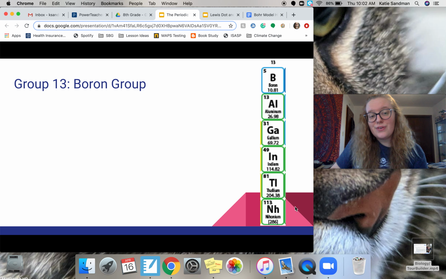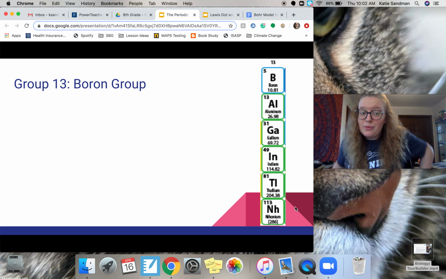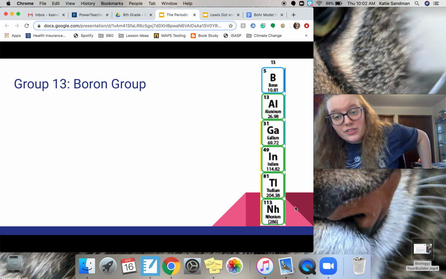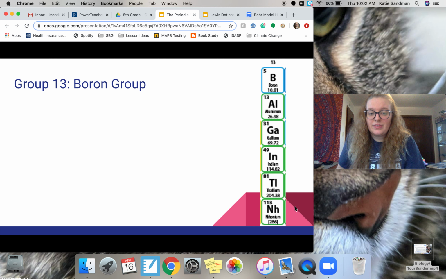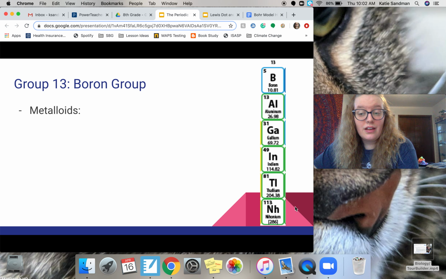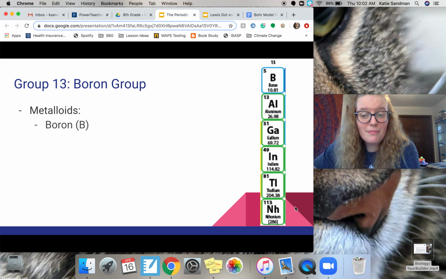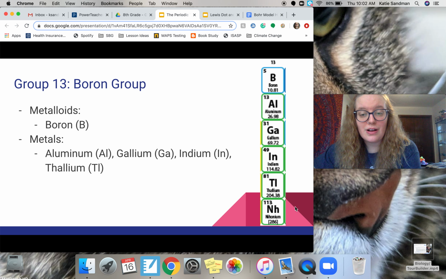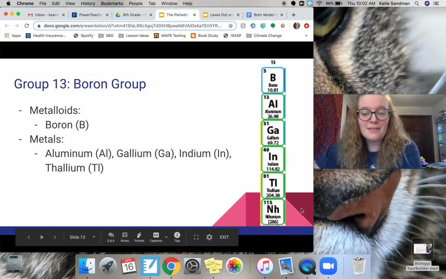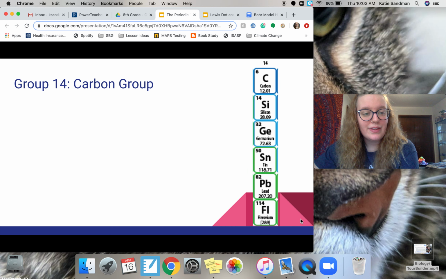Alright, these next few groups are going to be named after the element that first shows up in that group. So group 13 is also just called the boron group, because boron is the first element that appears in that group. In this group, this is where we start to see the metalloids. So our metalloid is boron. Our metals go from aluminum to gallium, indium, thallium, and nihonium. And they are reactive and solid at room temperature.